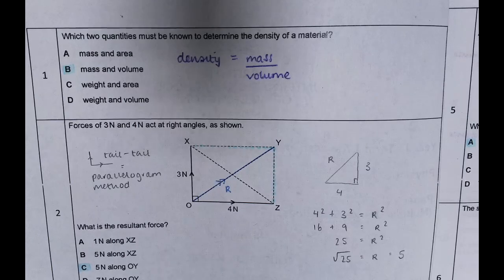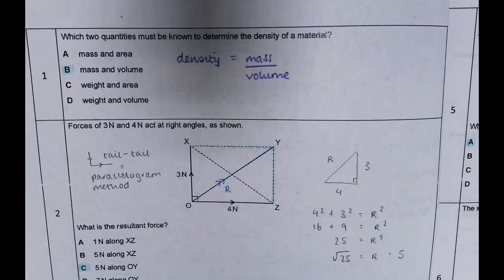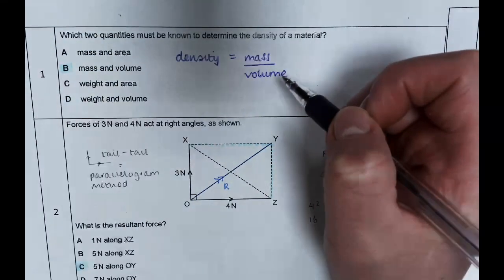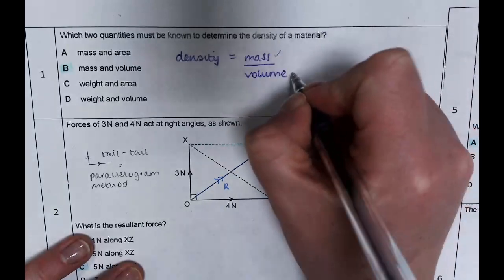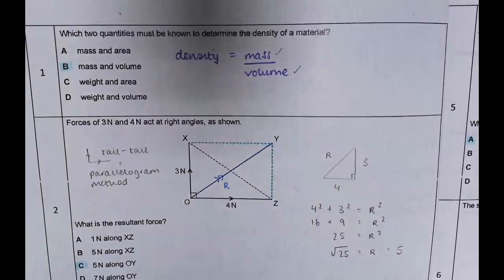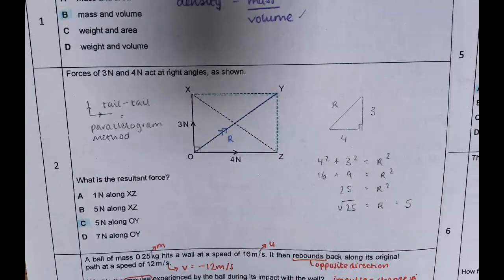So question 1, which two quantities must be known to determine the density of a material? This is just remembering the equation. So density is mass divided by volume. So I need to know both of those things to be able to work out density. Gives you B. That was easy if you knew the equation, but if you forgot it, you'd be wrong.